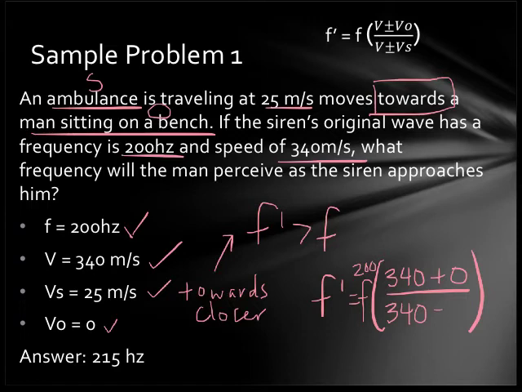So we need to actually subtract, because we're underneath the fraction, so minus 25. Because then you'll have 340 over 315, which will give you something greater than 1. Once you actually calculate that out, you can get around 215 hertz.